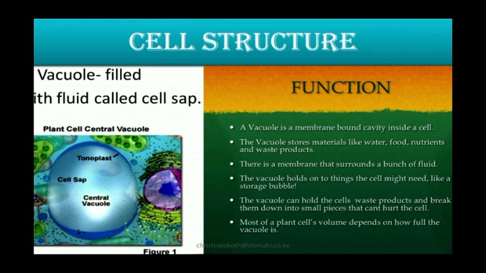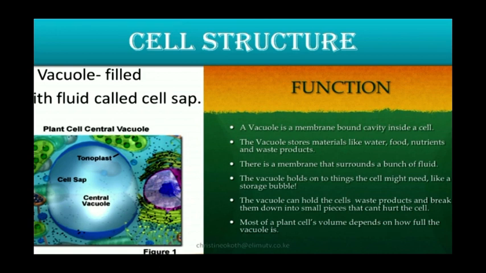Then we look at the function. The function of the vacuole is just like a storage pack. It stores materials such as water, food, nutrients, and waste product. So it's just like a bubble which is found inside the cell, and its function is to store all these materials like water, food, nutrients, and also waste product.